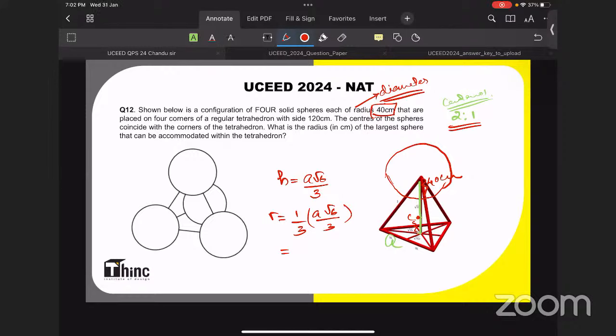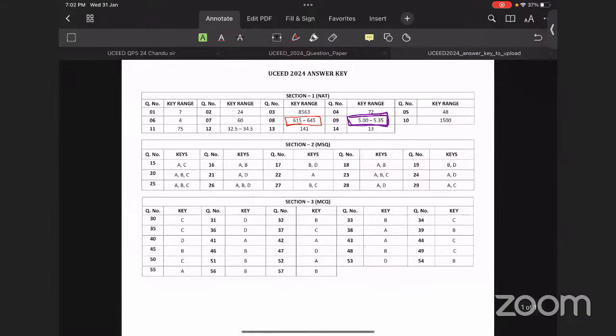So here we can substitute 1/3. 1/3 into 1/3 will be 1/9. And A is 120, given in the question as 120 centimeter. And root 6, simply root 6 there. You can solve this: 120 by 9 into root 6, which is equal to 40 root 6 by 3. When you solve this, you will get 32.659. And it is given in the range. You can check the range here, 32.5 to 34.5, and our value of 32.69 is within it.